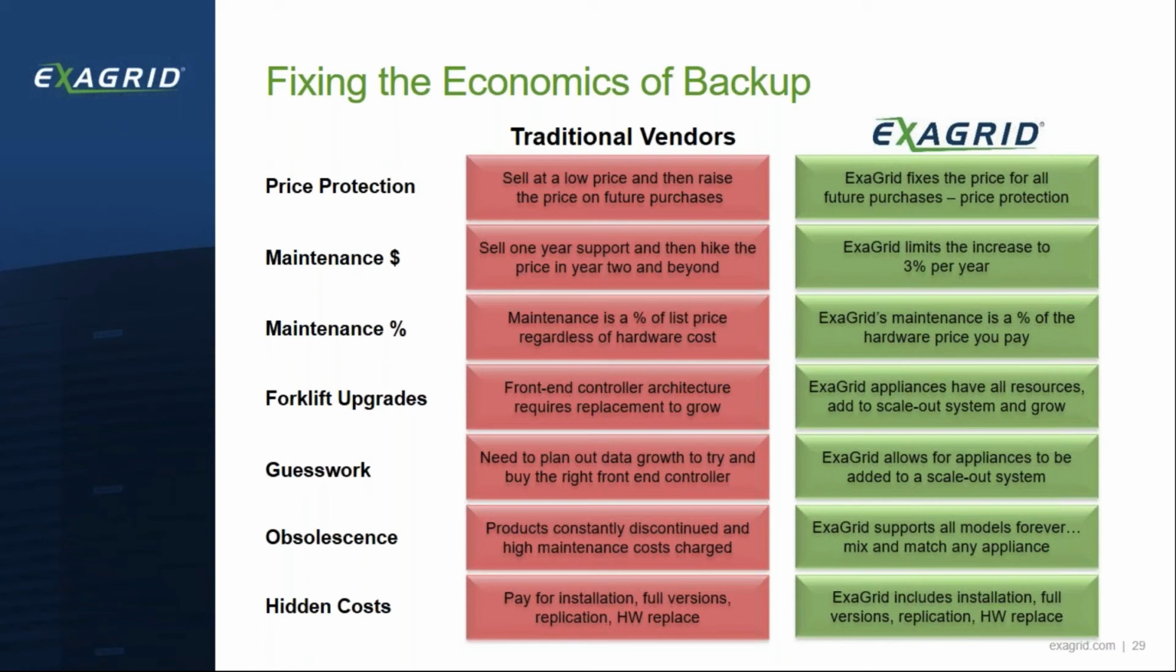Because we're a scale-out architecture, you can't outgrow any single component of our system. You can scale up to 2 petabyte full backup in a single system, and then starting a secondary system is not particularly daunting as well.